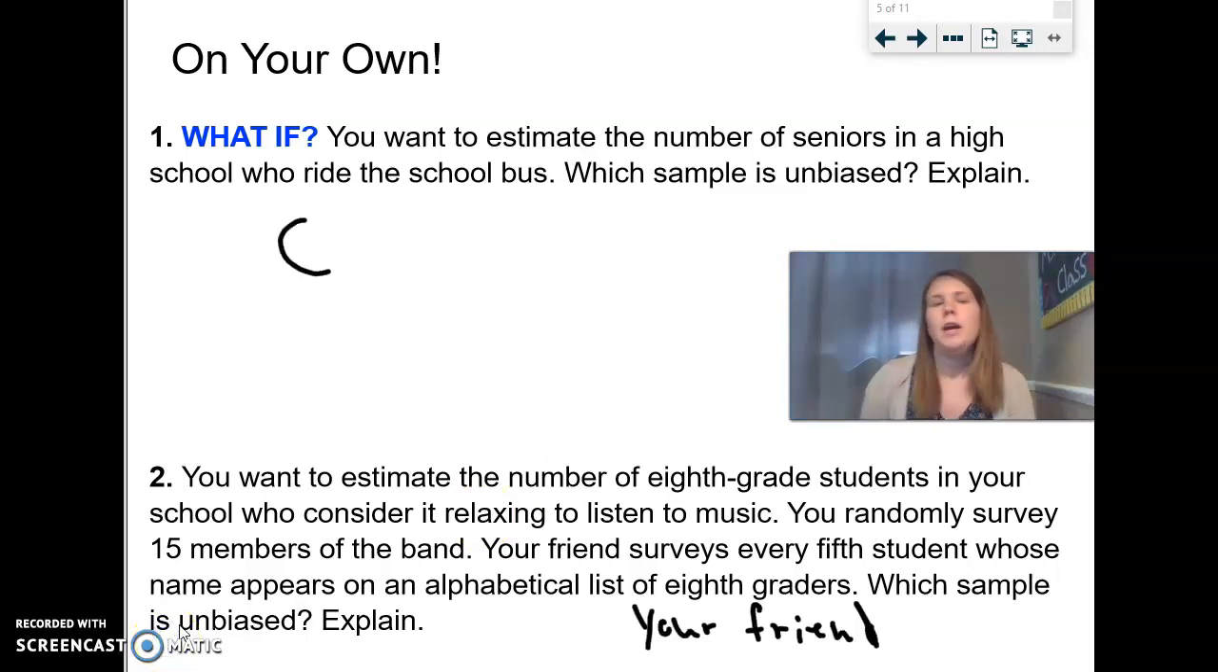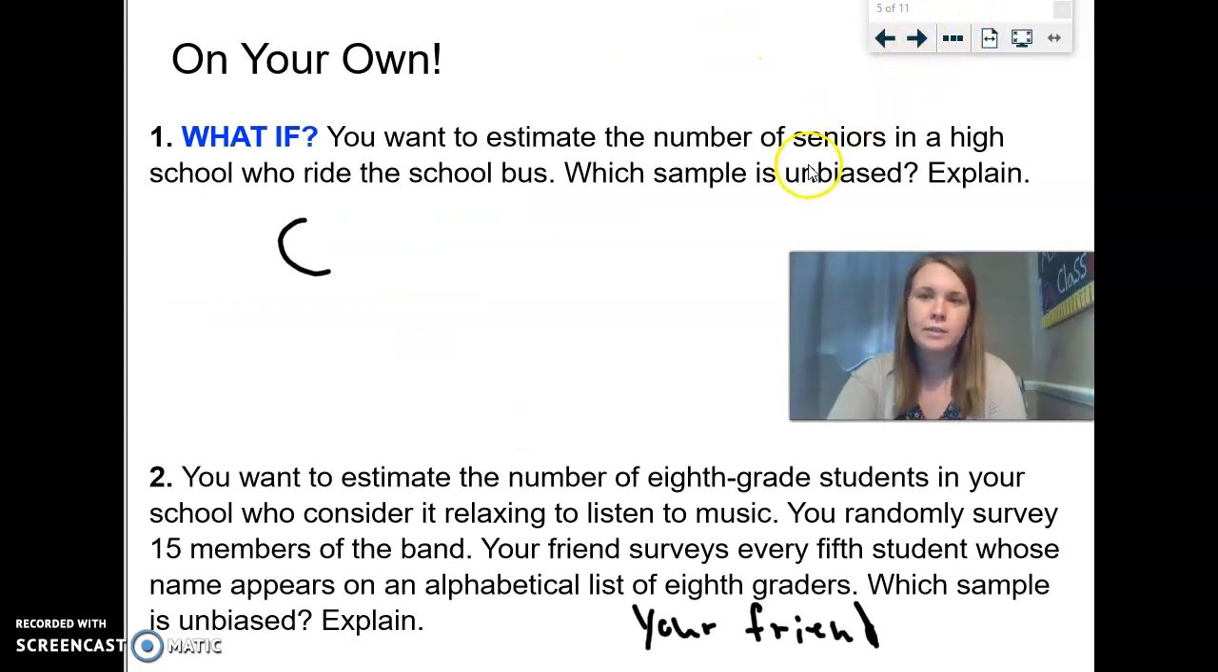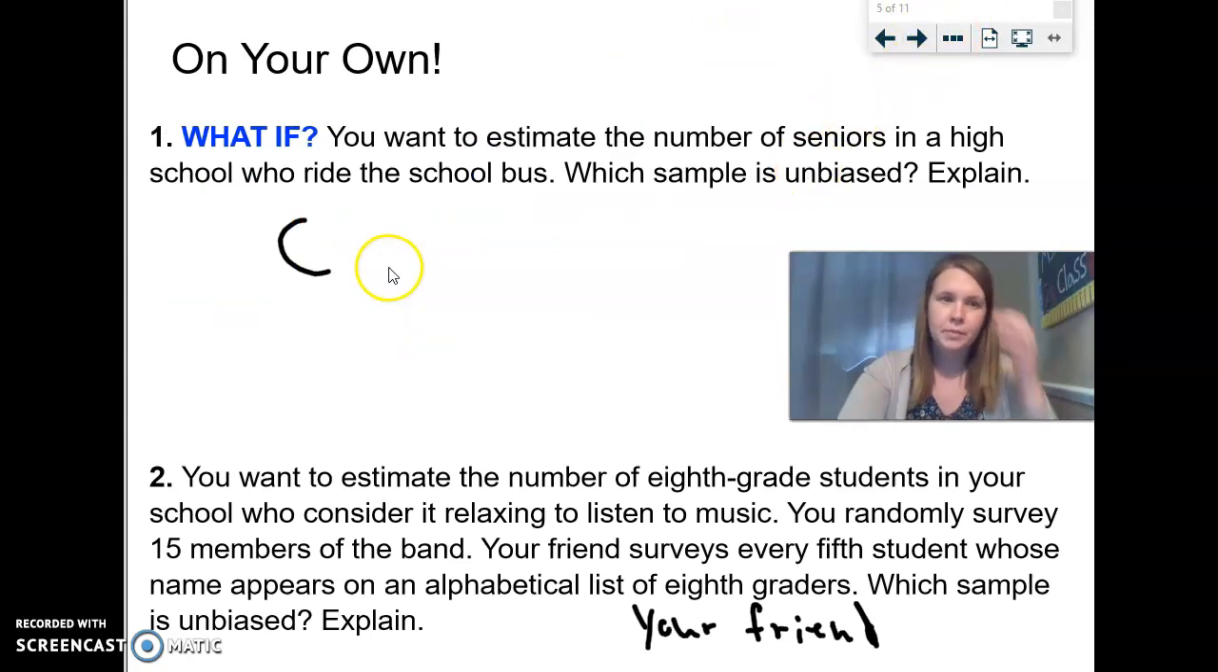All right, coming on back, number one, I would pick option C because you were talking about seniors. They did emphasize that it is a random group of seniors, so that would work and it would be completely fine. The reason we didn't pick this one before is because you were just talking about high school students. If you specifically say seniors, then you can pick option C.